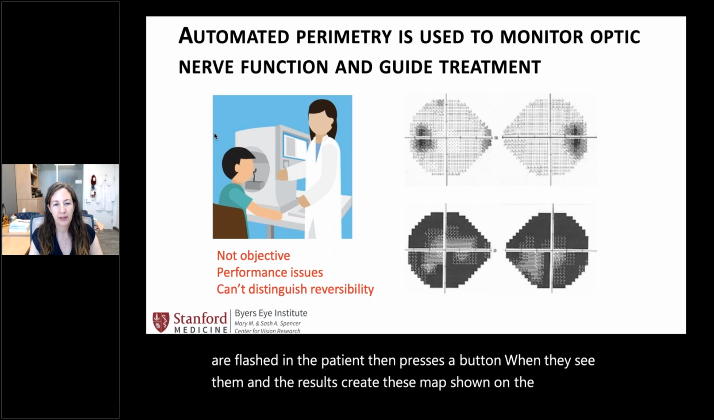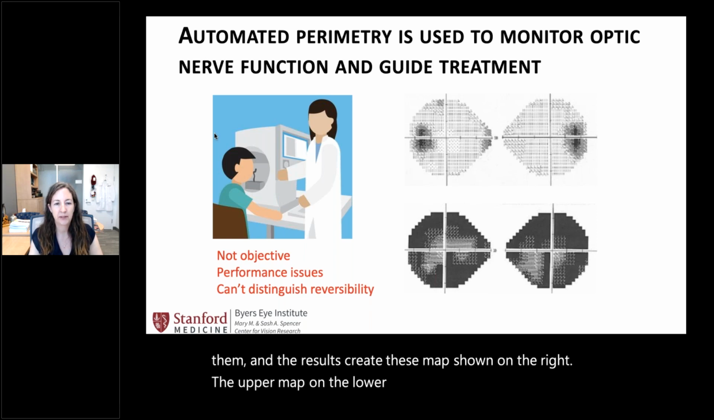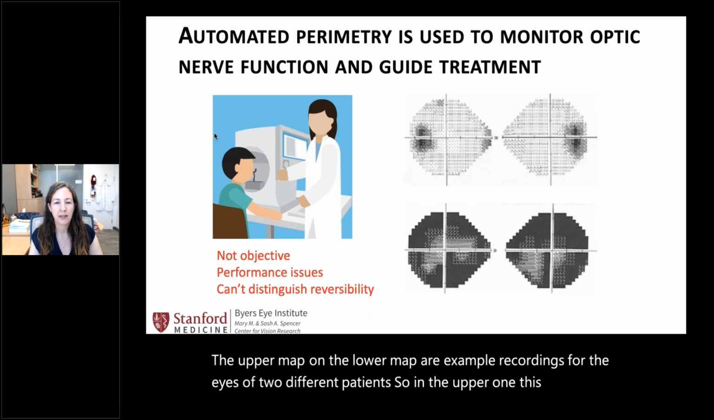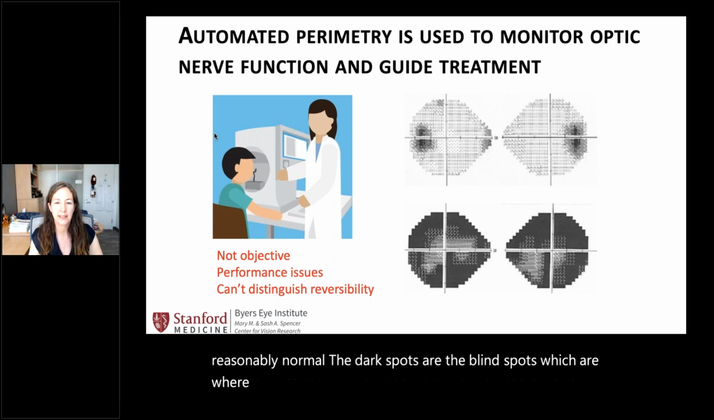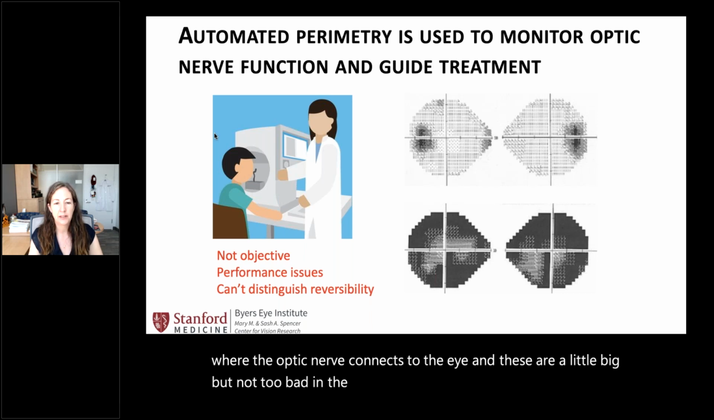The upper map and the lower map are example recordings for the eyes of two different patients. The upper one is reasonably normal. The dark spots are the blind spots, which are where the optic nerve connects to the eye, and these are a little big, but not too bad. In the bottom is a patient who has severe vision loss. As you can see, there are lots of dark areas where the patient was unable to see the light stimuli.